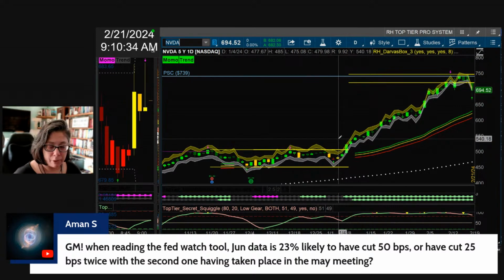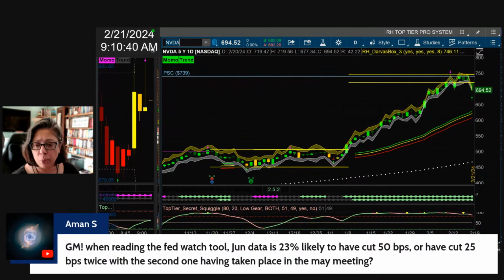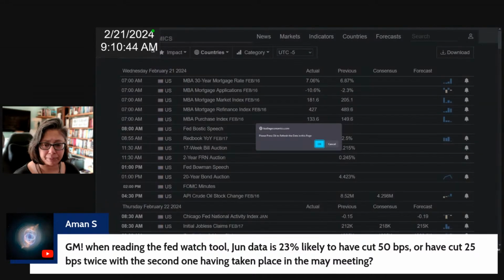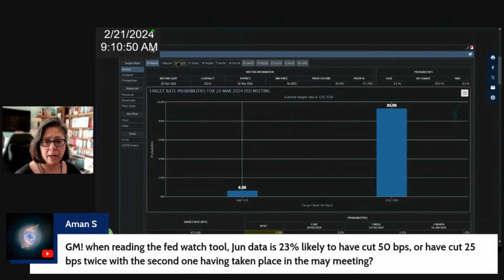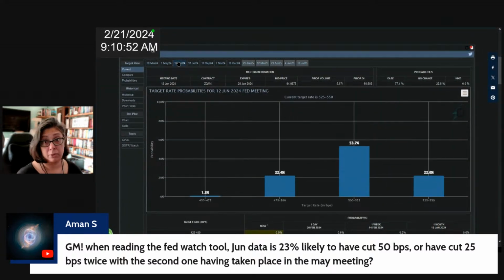When reading the FedWatch tool, Aman asked, June data is 23%? No, so the way that works, yeah. So what is that data actually saying? And I'm glad you're looking at it, because this data will likely change again come 2:05, as soon as we get our meeting minutes and have a moment to digest them.